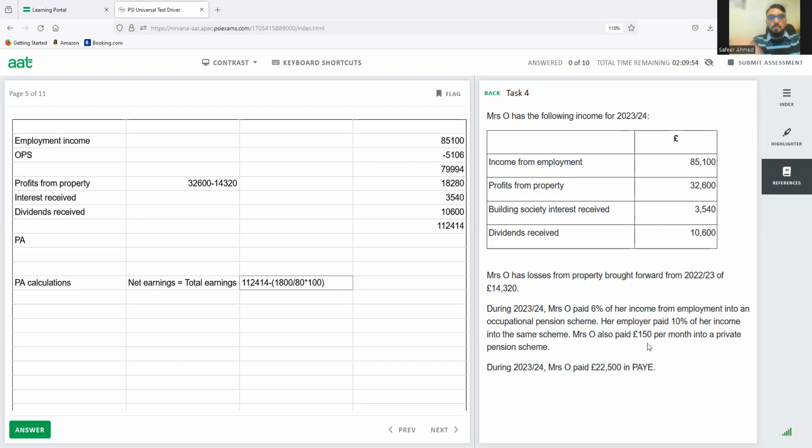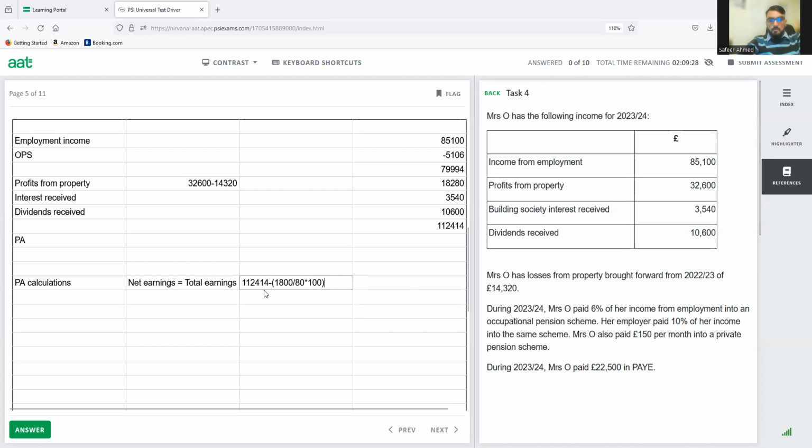Why is that? Because remember, when someone makes personal pension contributions and they receive 20% from HMRC as well, this is considered as the 80% amount. So therefore, when we are making it gross, we will divide it by 80 and times it by 100, which is basically 2,250.